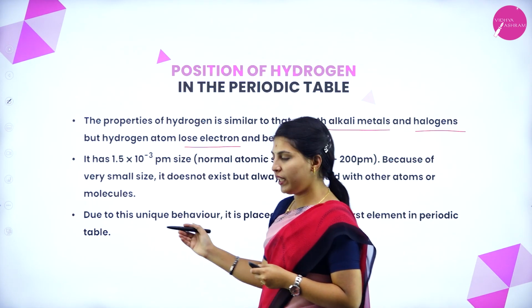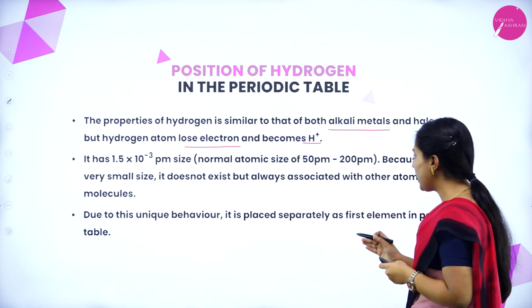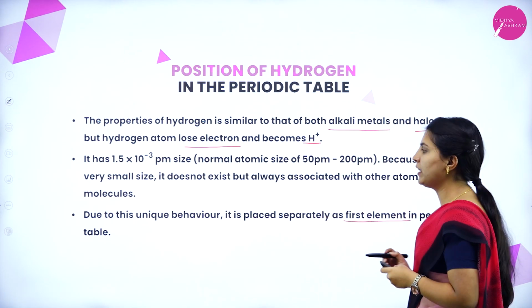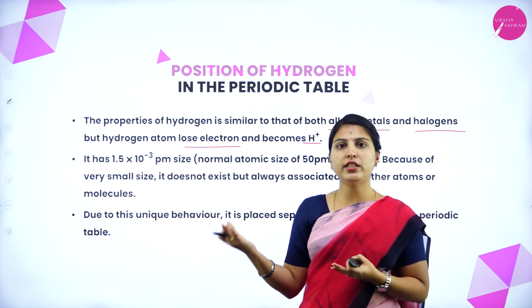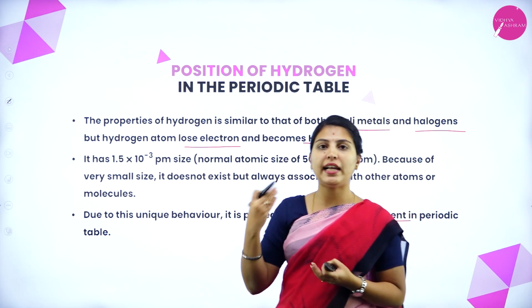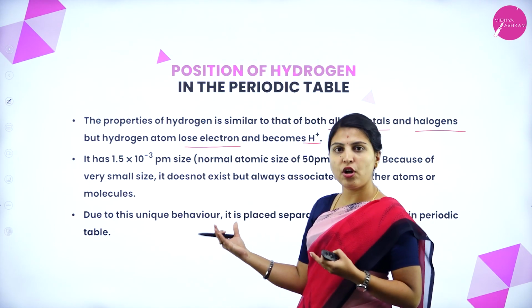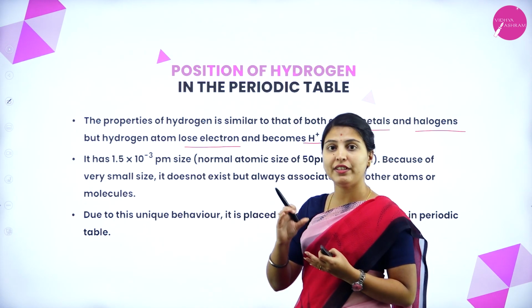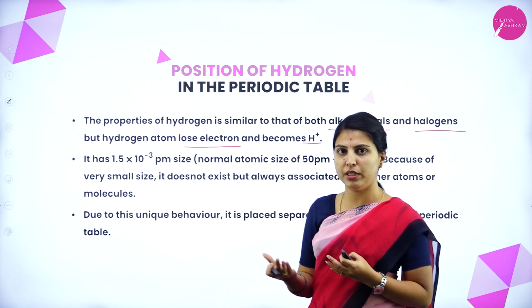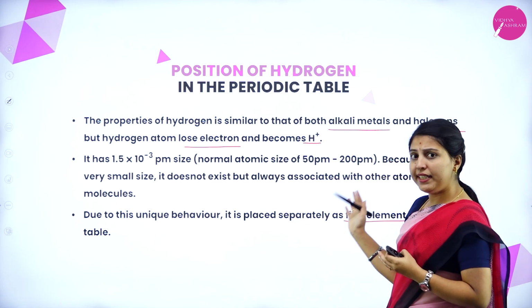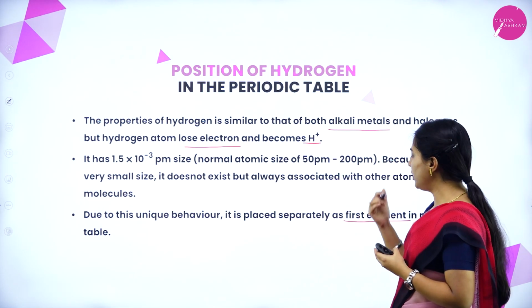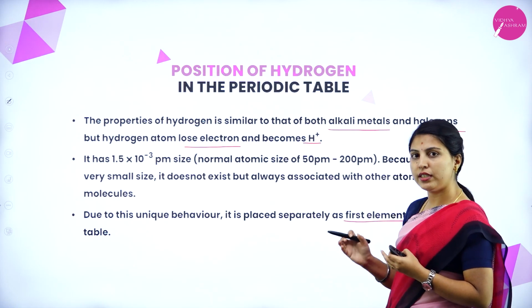Due to its unique behavior, it is placed separately as the first element in the periodic table. Hydrogen's properties resemble alkali metals as well as halogens. It has not been given a perfect position like other elements. So what have they done? It is placed separately on the top of the periodic table as the first element.